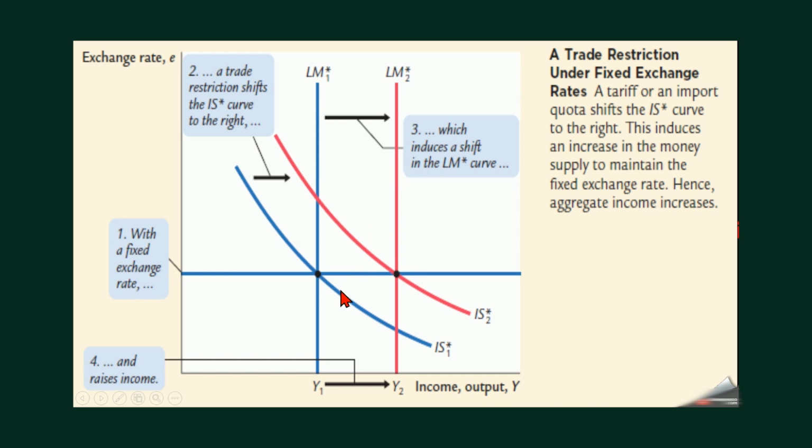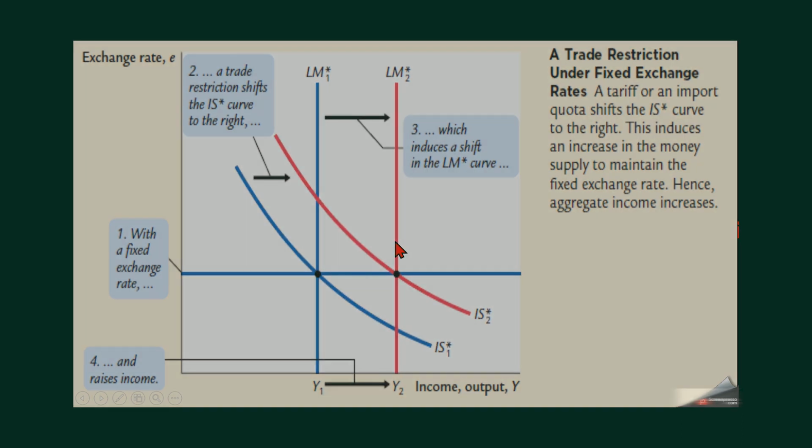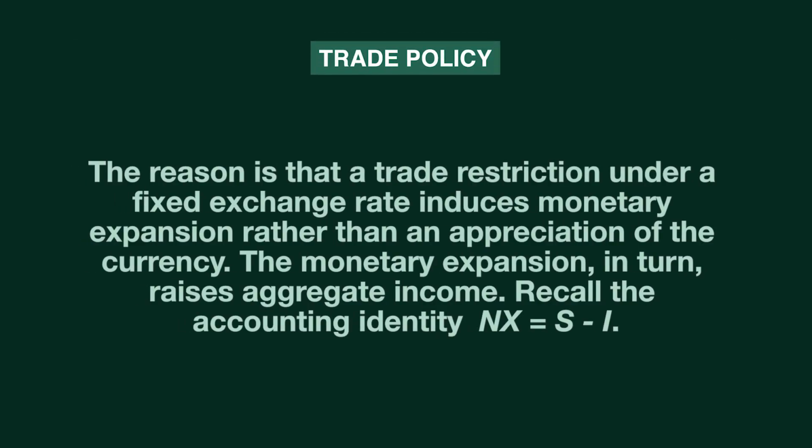The new equilibrium moves from this point to this point, and there is a rise in Y from Y1 to Y2. So a tariff or import quota shifts the IS curve to the right, and it induces the money supply in the economy. Remember, from this particular equation, NX is equal to S minus I, it indicates that as Y increases, saving must increase, and to balance this saving, given the rate of interest I does not change, NX must increase to balance with the right hand side. Hence, net export increases in this particular case.